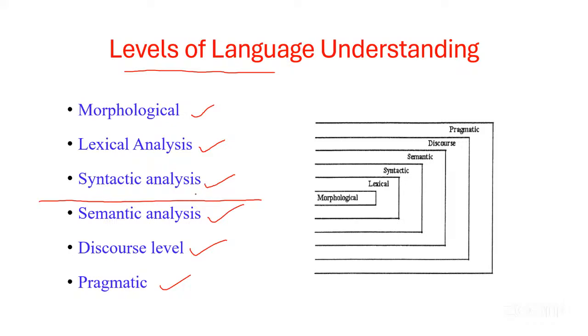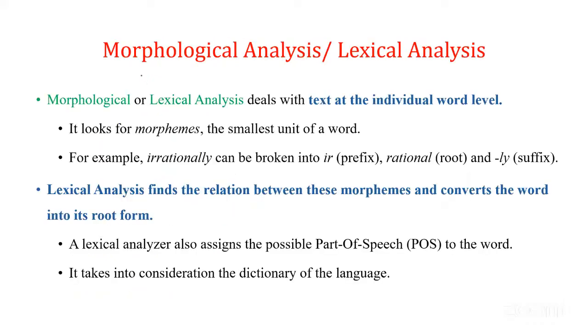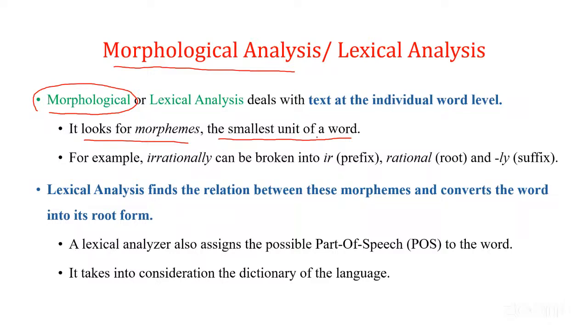First of all, let me discuss what morphological is. If you want to know more about morphological, first you should understand what a morpheme is, meaning the smallest unit of a word. What is the smallest unit of a word? For example, if I take irrational.